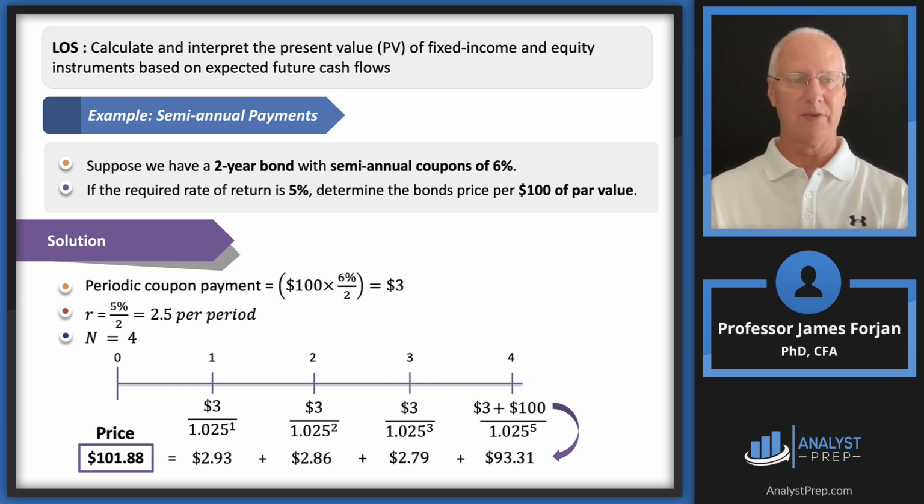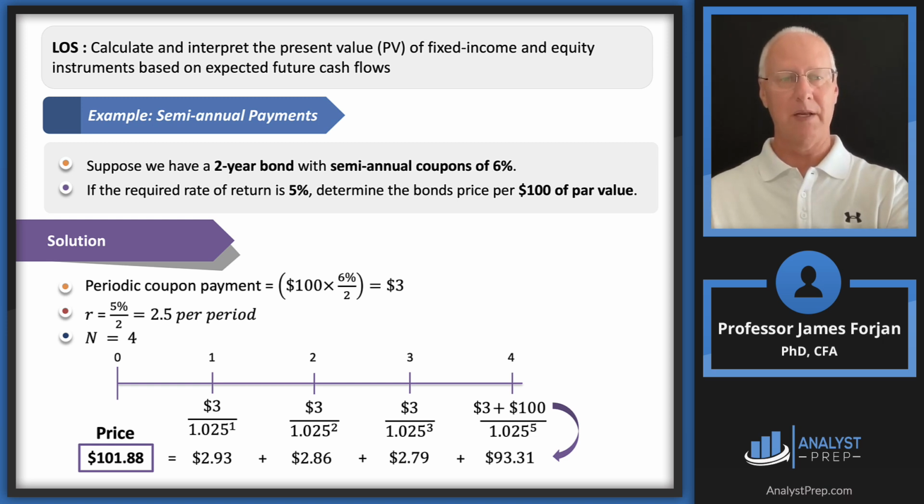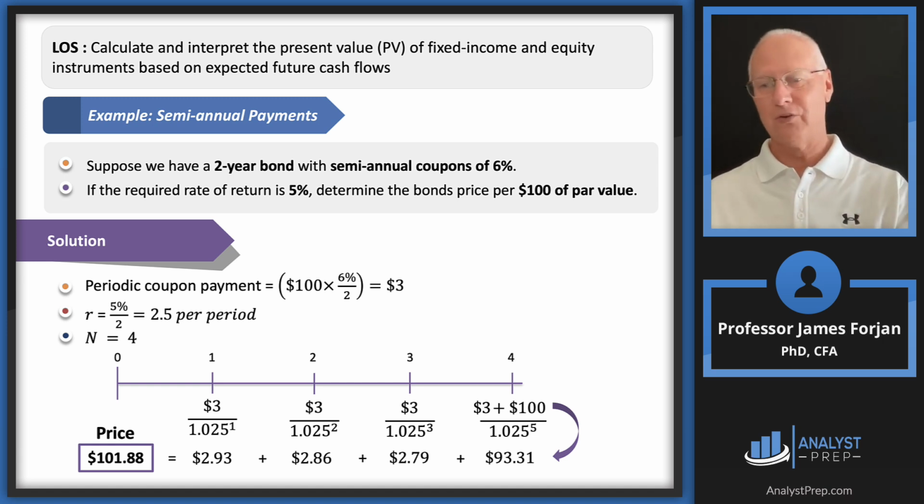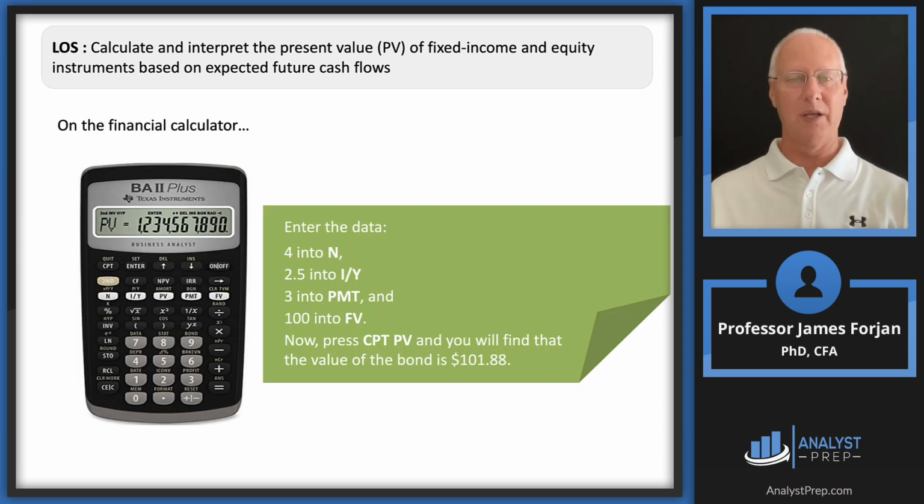So notice we have to make the slight adjustment in our bullet points there. So periodic coupon payment, that's now $3 out of every 100. It's 30 out of every 1,000. And then the required return is only 2.5% per period, right? So you could do the whole rigmarole there at the bottom, but you don't want to do that.